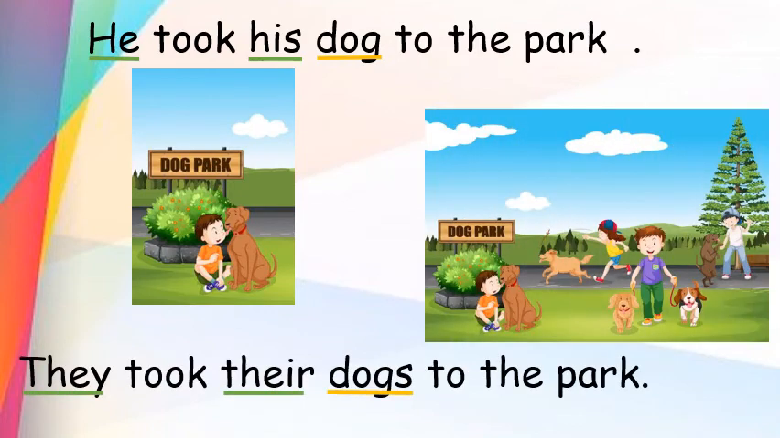He took his dog to the park. Here there are two pronouns, he and his, and the noun dog. When we change it to plural, he turns to they, his turns to their, and dog turns to dogs. They took their dogs to the park. Not all the nouns and verbs change. We have to read the sentence and see that it agrees with each other.